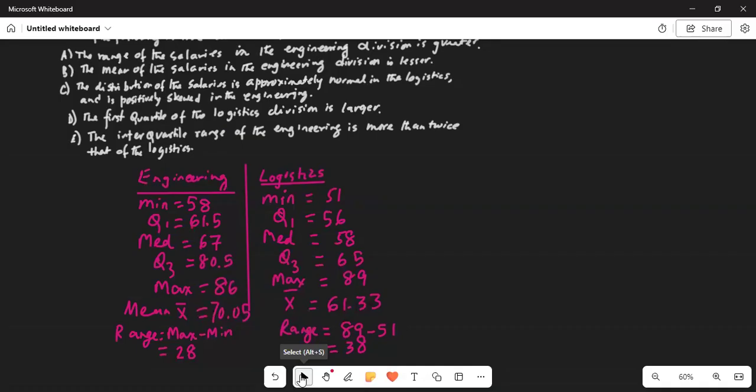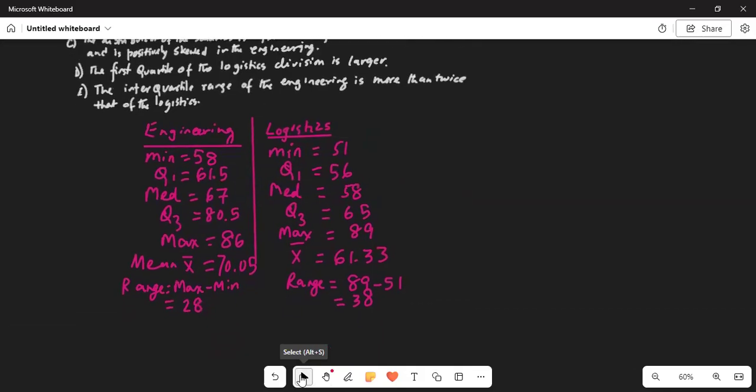The first quartile of the logistic division is larger. Q1 for logistic is 56. Q1 for engineering is 61.5. So option C is not true. Option D is not true. So how about the interquartile range? I need to calculate that. So let me move up a little bit and calculate the interquartile range.